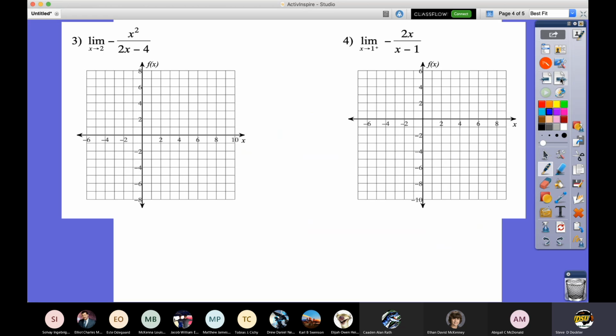All right. Number 3, the limit as x approaches 2 of negative x squared over 2x minus 4.